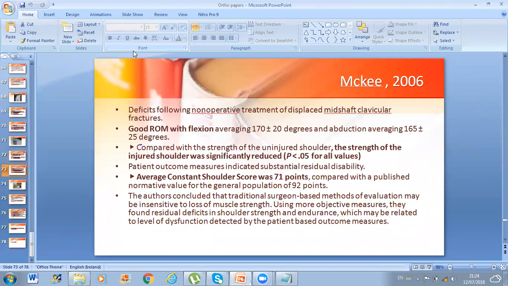I think I put 2006, deficit following non-operative management of displaced midshaft clavicle fracture. He said good range of motion is achieved, no problem. The problem is that the strength of the injured shoulder was significantly reduced for all values. He said that the Constant-Murley score was 71% compared to the published normative value in the general population, which is 92. So the normal score is higher, and a CMS score of less than 85 is known as a deficit, and 71 is a very low score.